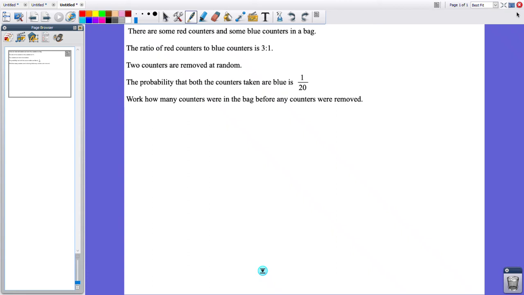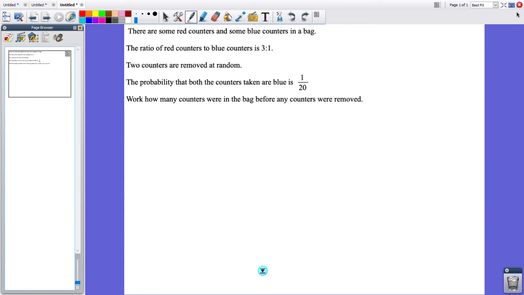Alright, there are some red counters and some blue counters in the bag. The ratio of red counters to blue is 3 to 1. Two counters are removed. The probability both are blue is 1 over 20. And they want to know how many blue counters were in the bag before any were removed.